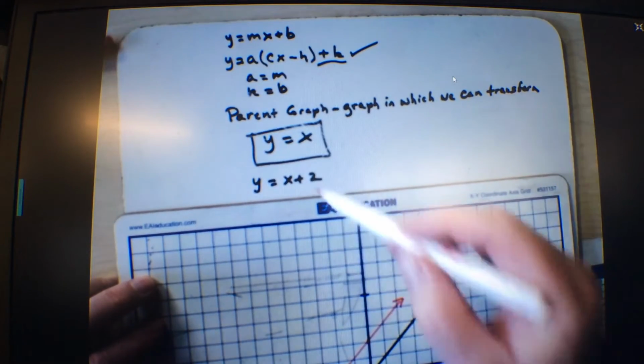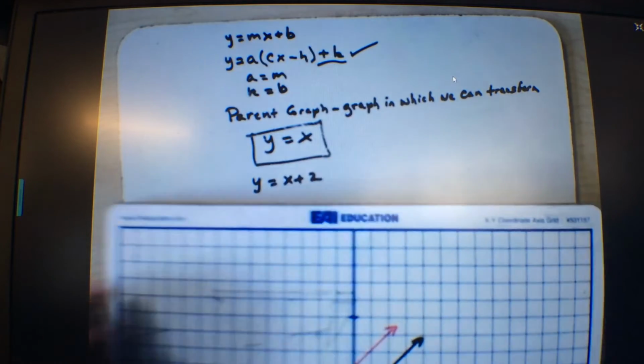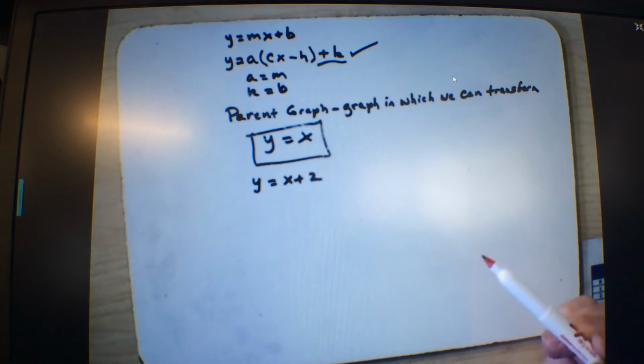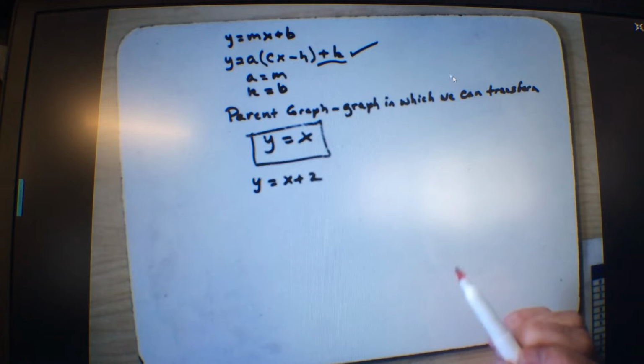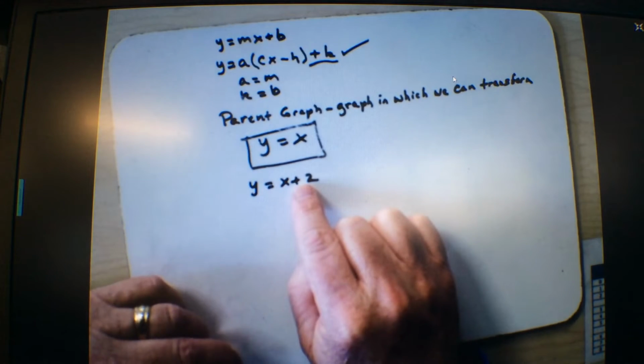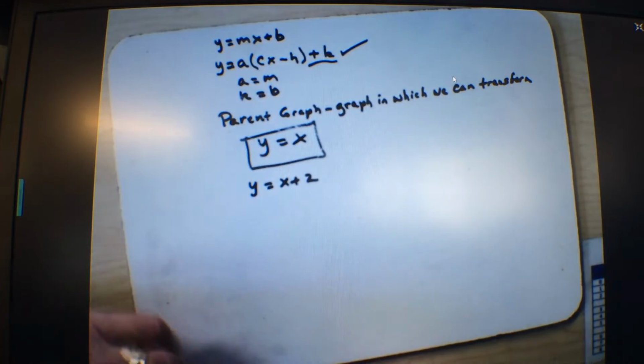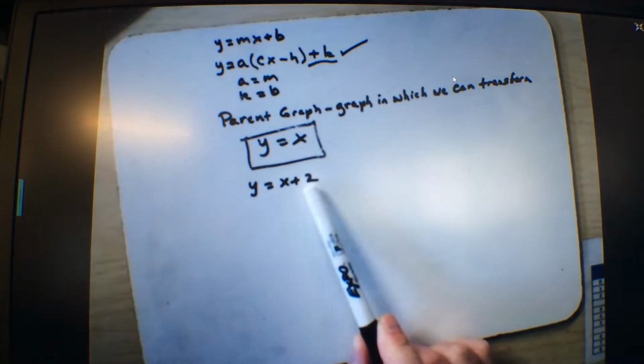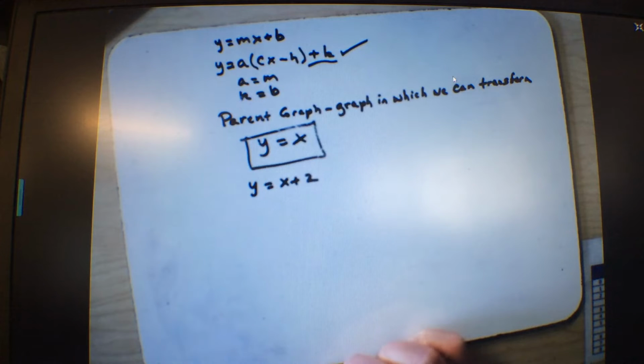Okay? If I change this to plus 3, what does it do to the parent graph? It moves it up 3. All right? It moves it up 3. What if I subtract 2? What does it do? It moves it down. So this guy on the outside moves it up and down. All right? You understand that?